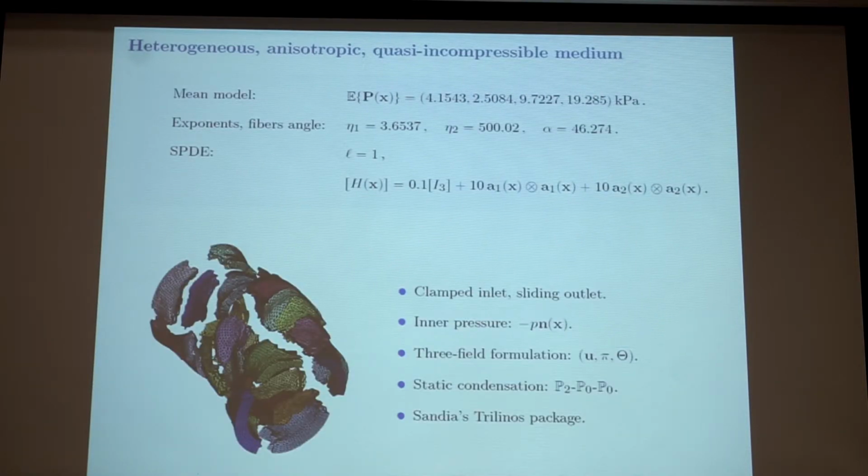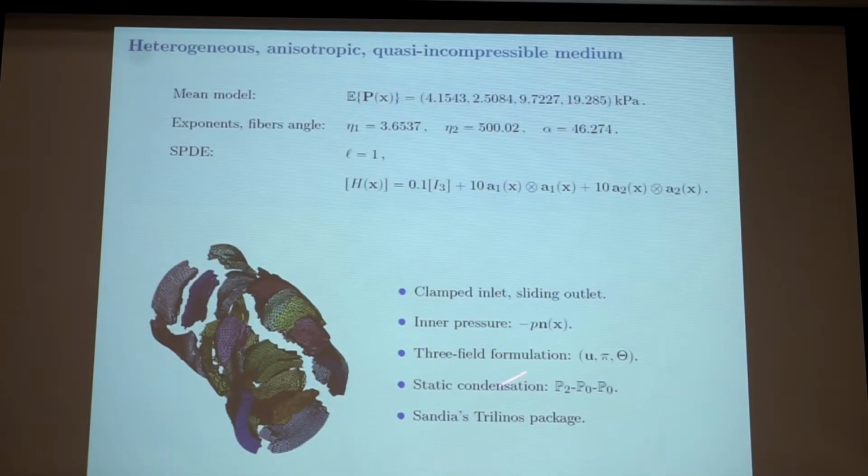As an illustration, we considered a boundary value problem in which we applied a pressure on the inner surface of the arterial wall in order to model the blood pressure. The inlet of the wall is totally clamped, and the outlet is able to slide in its own plane. We used a three-field formulation in order to avoid locking phenomena together with a static condensation, and we implemented all this in Sandhya's tree-nodes package in order to accelerate operations.